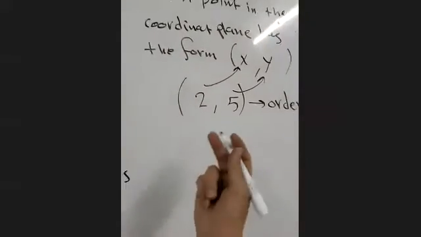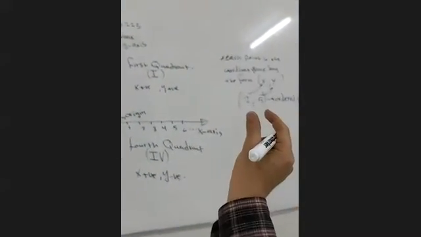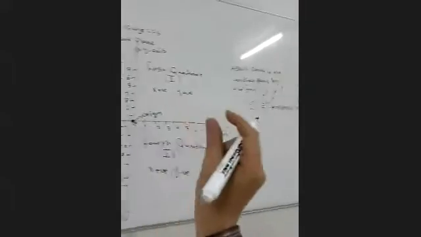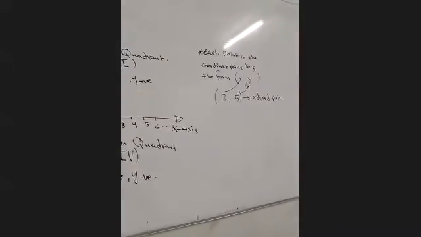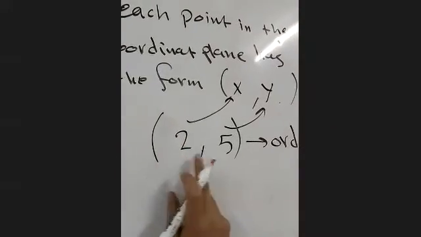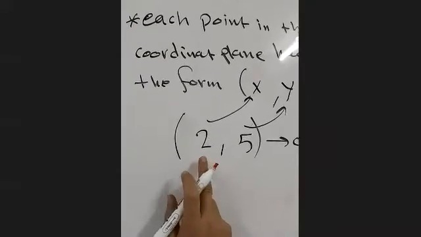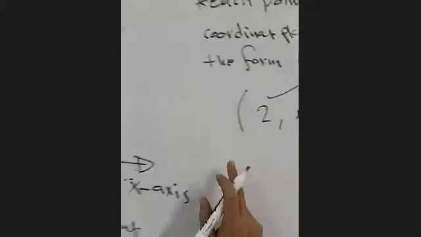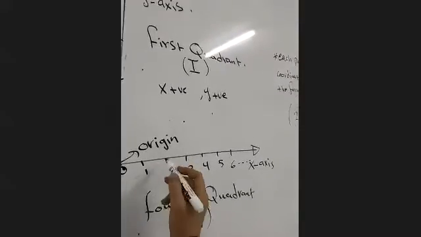Now, how do we plot 2 and 5 in the coordinate plane here? How do we put this point here? How do we graph it, guys? First thing, we go to the x-axis. The first number is for x, the second number is for y. So we'll go to 2. 2 here is positive. We go to the 2 on the x-axis. This is the x-axis. Where is the 2? This is the 2.